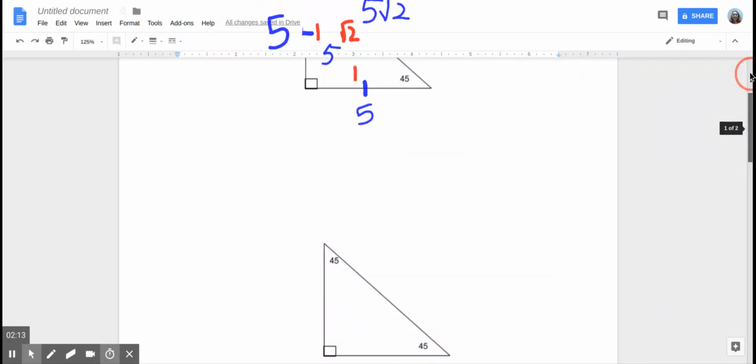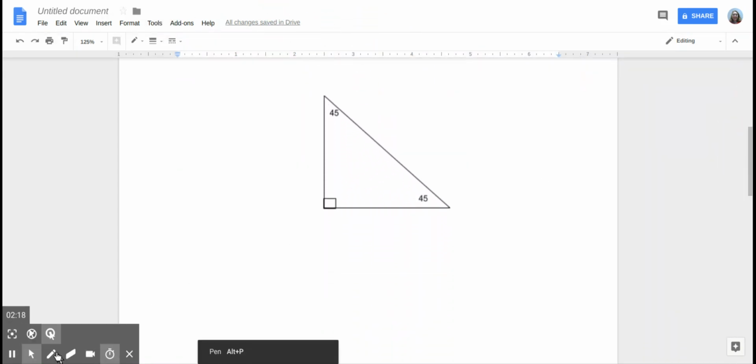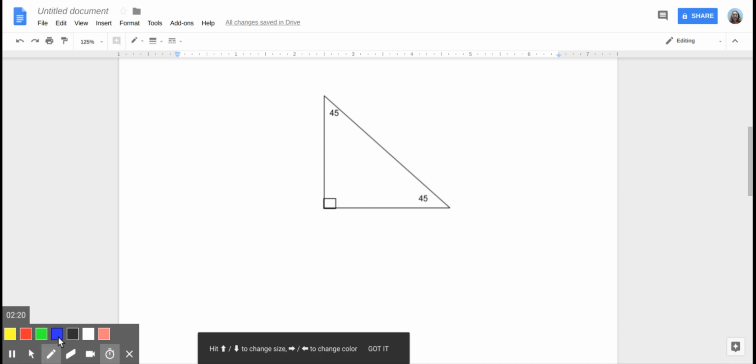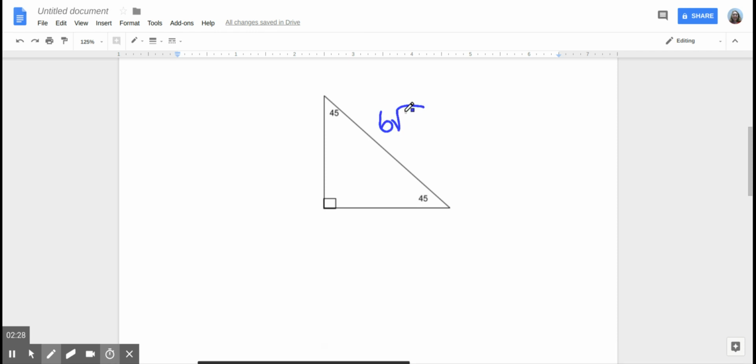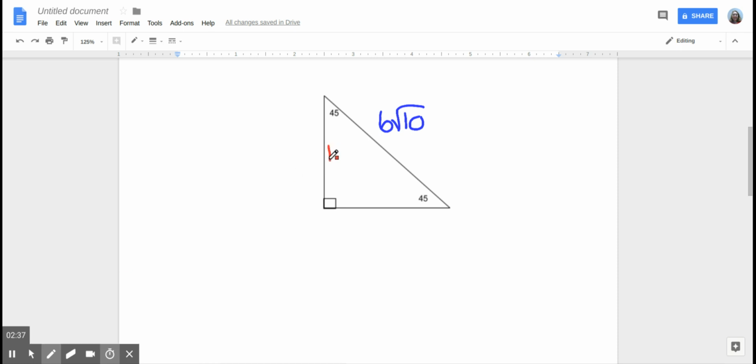Let's look at another example of a 45, 45, 90. In this case, let's say we know that our hypotenuse is 6 radical 10. Again, we know our sides are in that same ratio. This is what they'll always be, 1, 1, and the square root of 2.